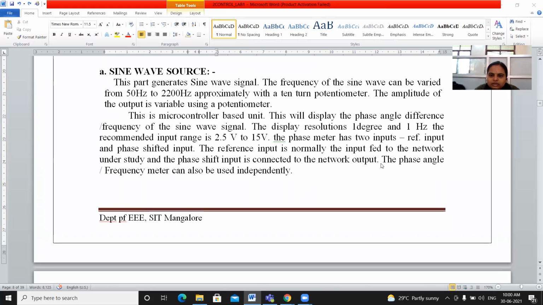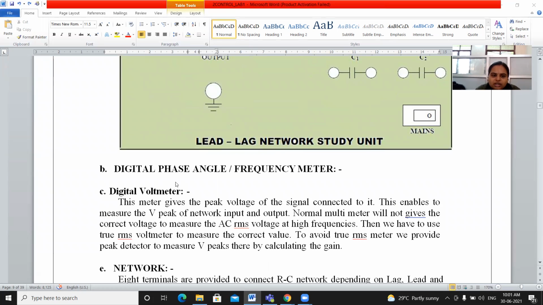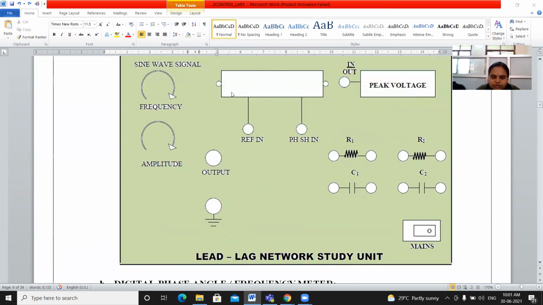Then the phase angle or frequency meter can also be used independently. This is one more thing. Next, about our digital phase angle or frequency meter, this will be displayed here only.